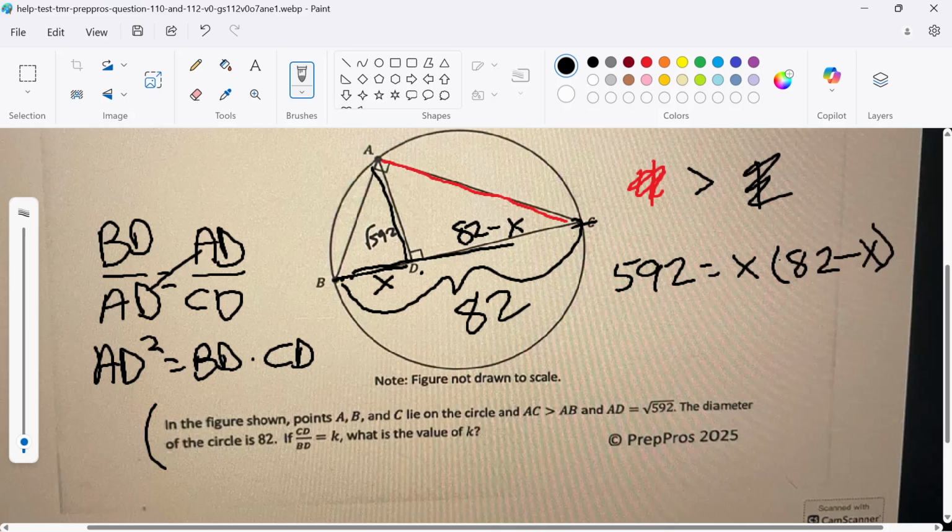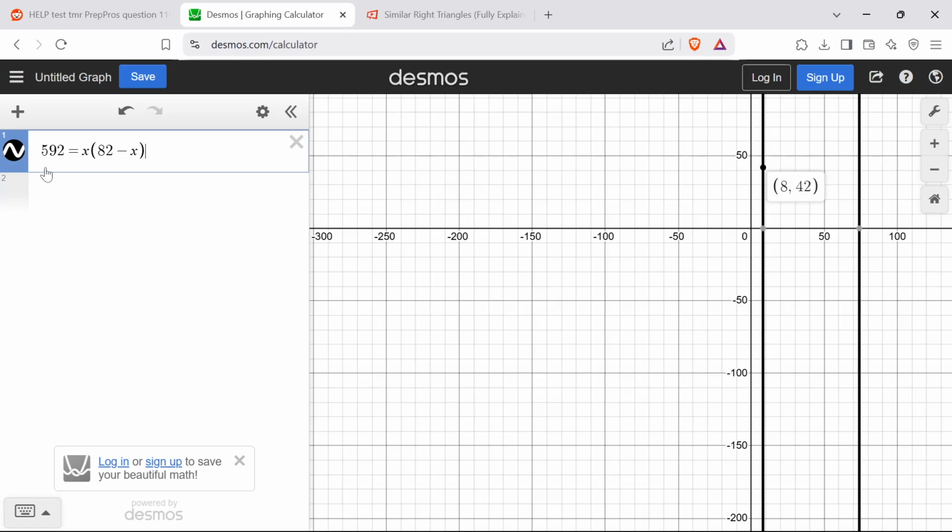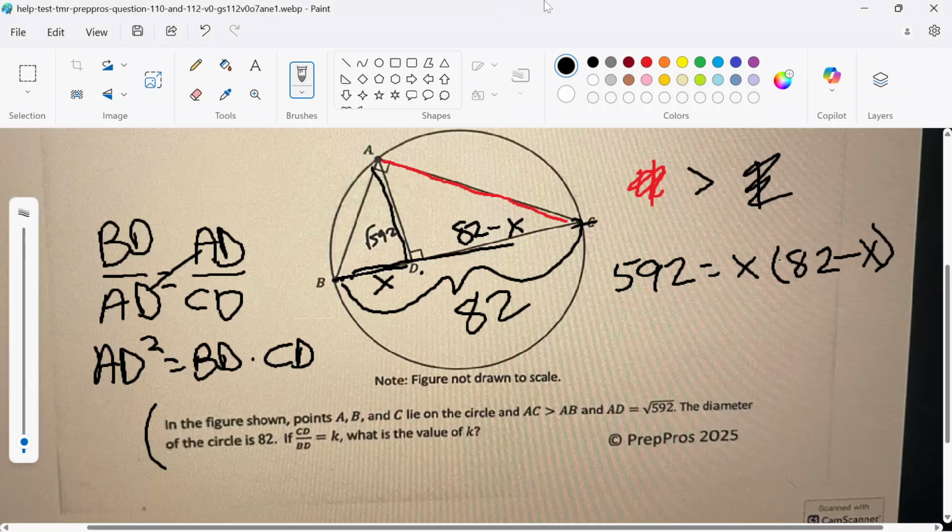Now you can solve that by hand, or you can go to the handy dandy Desmos. I think I already have this in here. 592 equals X times 82 minus X. It says X is 8 and X is 74. So I've already worked this. So X is 8 and X is 74. And since that red is bigger than AB, the black, I should have done that in blue because there's a lot of black ones in there, so I'll do that in blue. Since AC is bigger than AB, then BD must be the short one. So that's 8, and CD is 74.